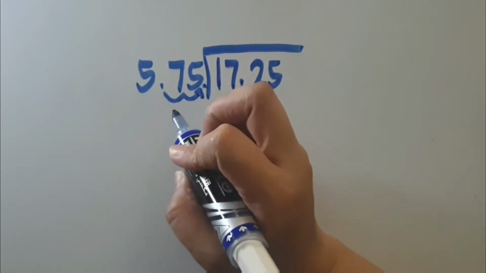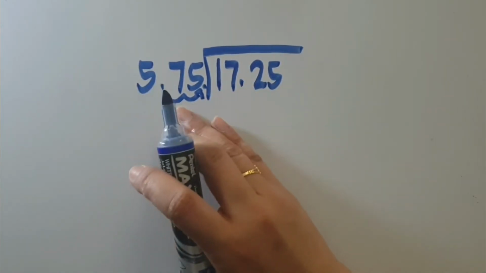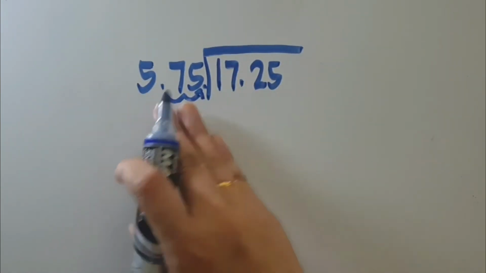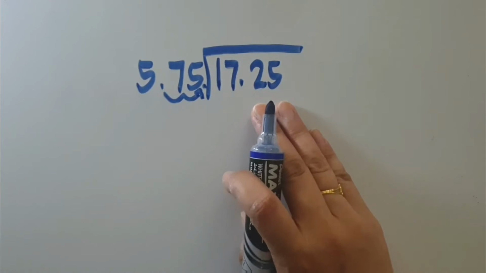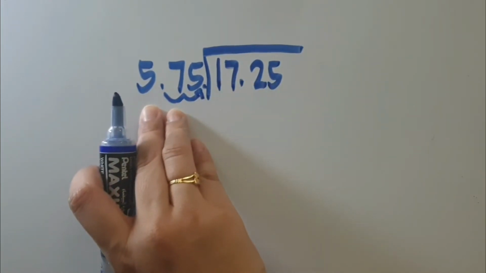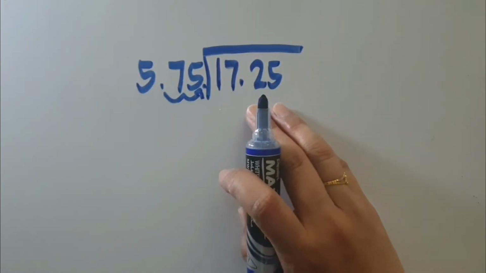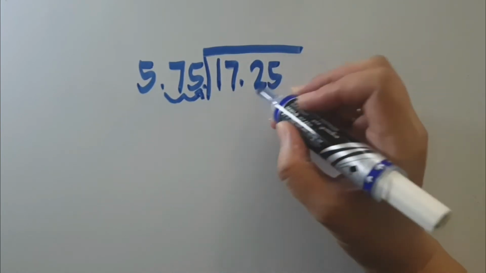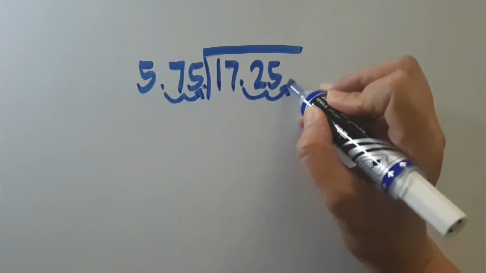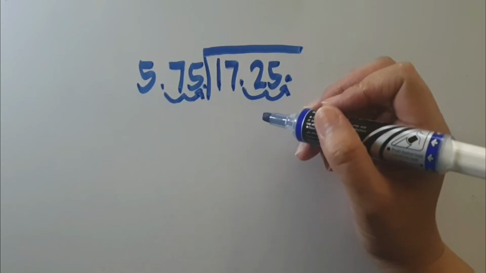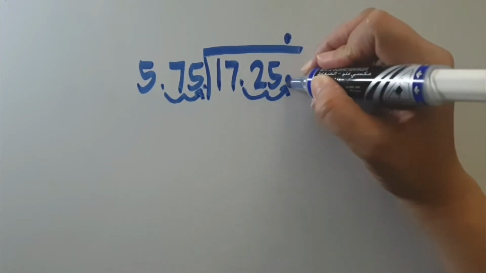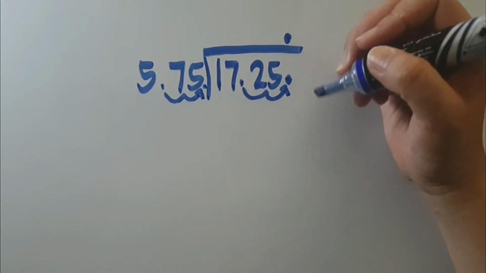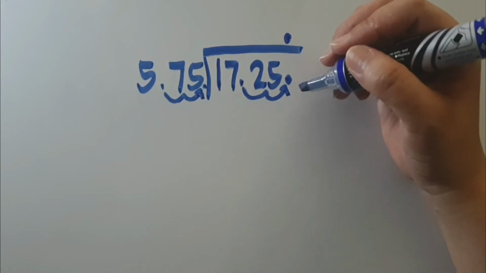Then the next thing that you need to remember is whatever you do with the divisor, do it with your dividend also. We moved here 2 places to the right, so we also need to move here 2 places to the right. That's 1, 2. Now our point is there. You can just align the decimal point there, just to see where your decimal point is in your quotient.